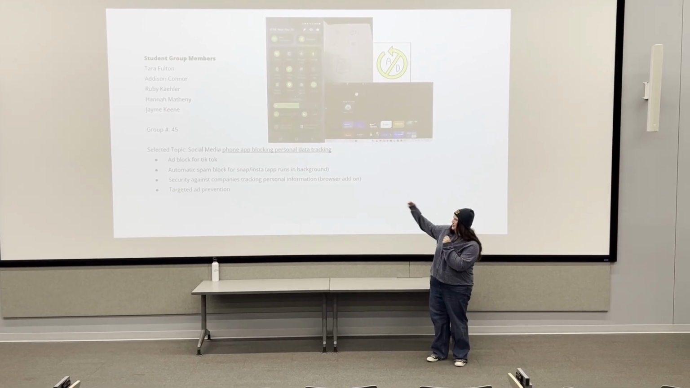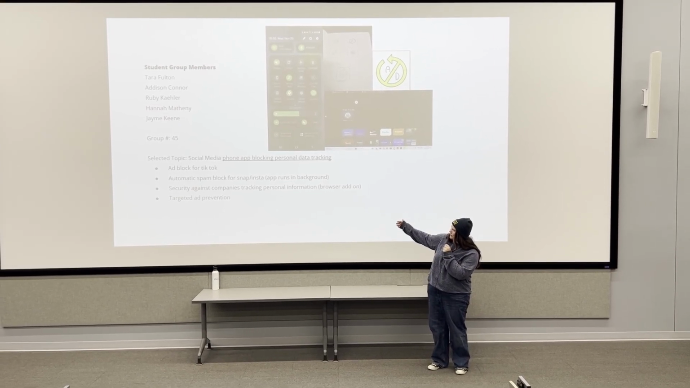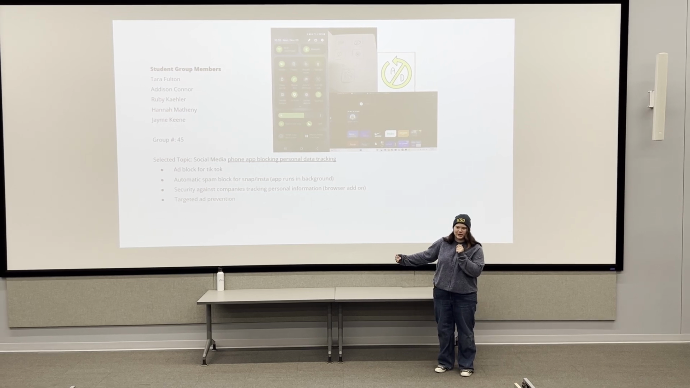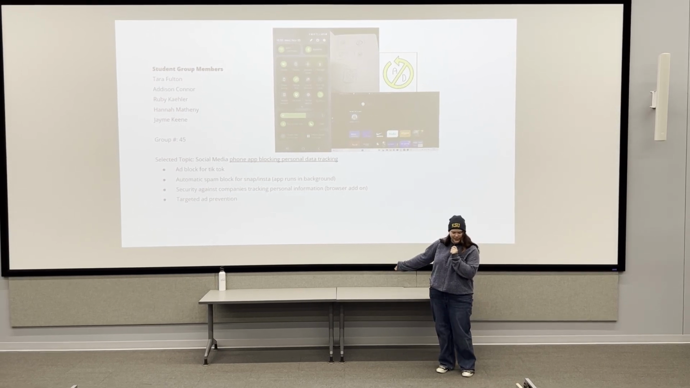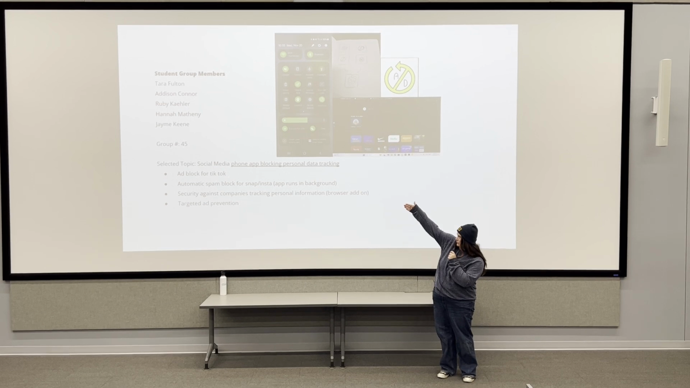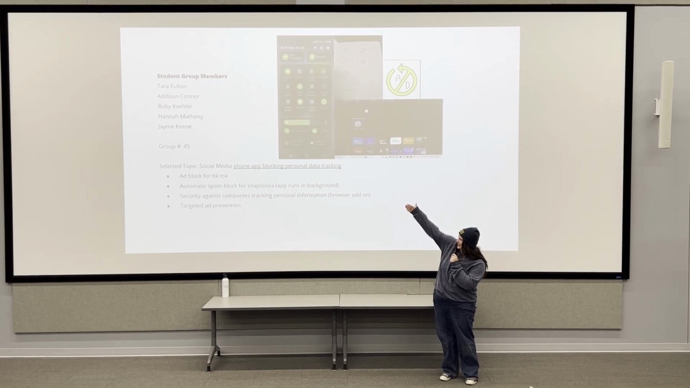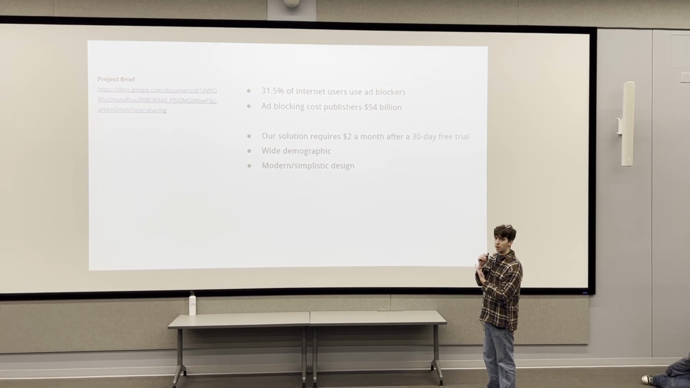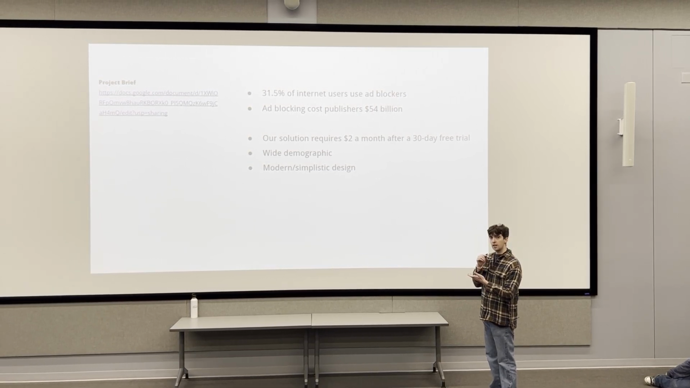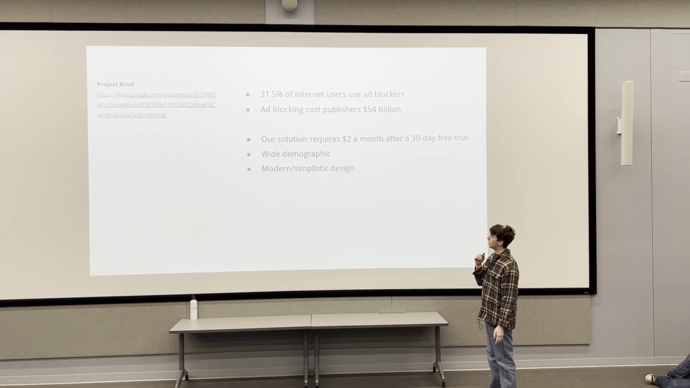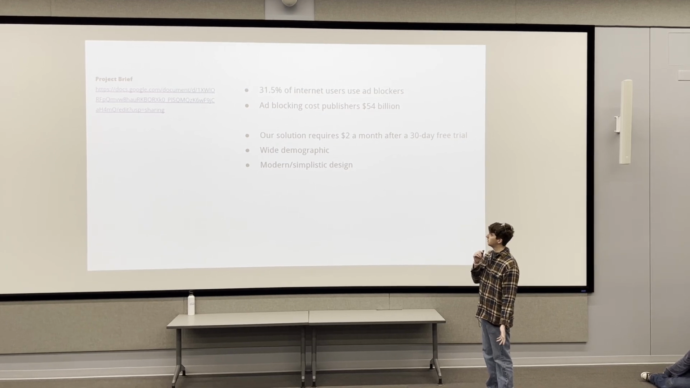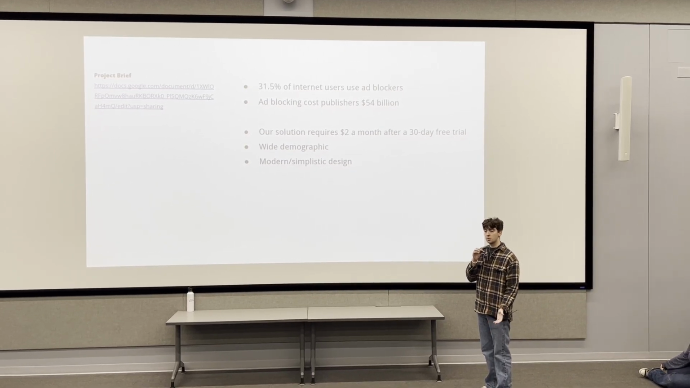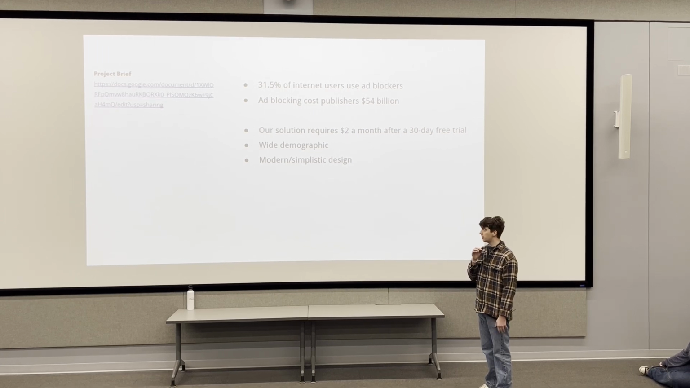This is our final project for visual design thinking. We created an app called App Blast where it would block ads from different apps, and our group members are listed there. So we did research on ad blocking and found that 31.5% of users use ad blockers, and ad blocking costs publishers $54 billion. Our solution requires a $2 a month subscription fee with a 30-day free trial.